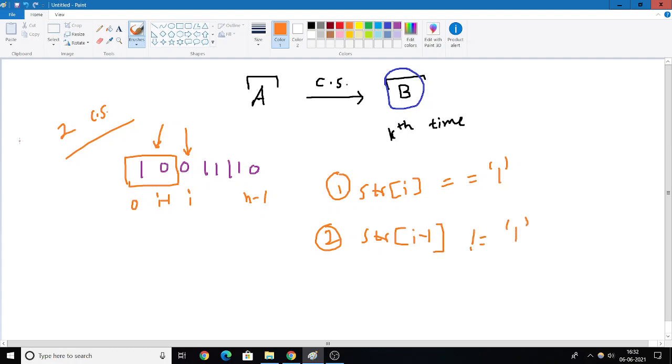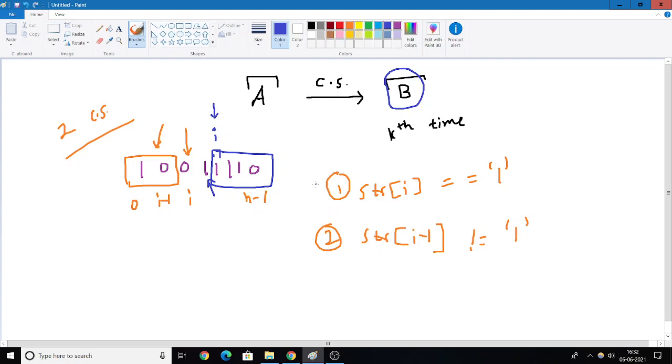Now why is that? Because if the previous character is a 1, for example, suppose my I is at this index and the previous character is a 1, then performing the cyclic shift operation in such a way that I get this string in the beginning is not optimal, because we have a 1 before, and that would give us even more 1s at the left side. So we should not perform a cyclic shift operation for this I.